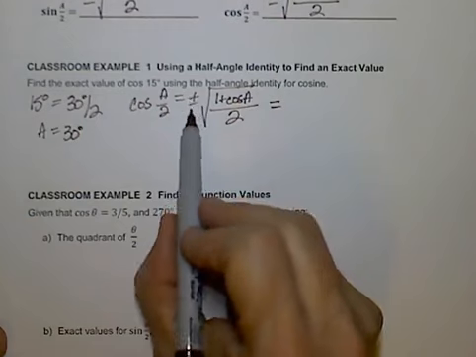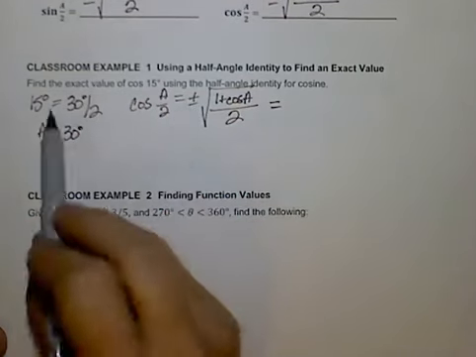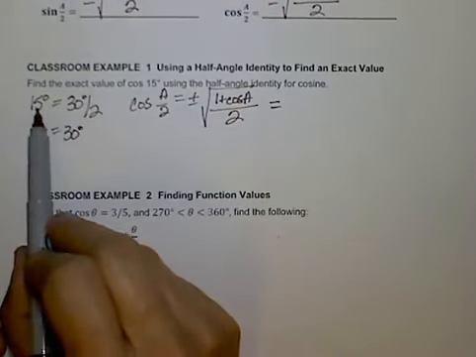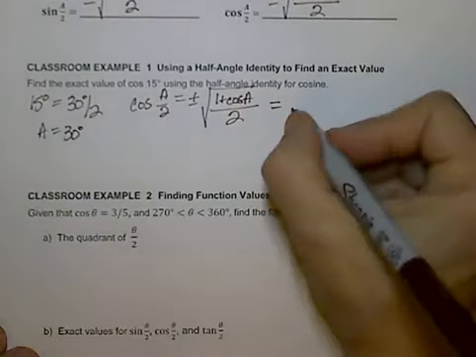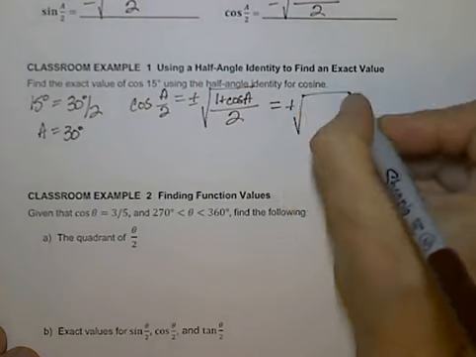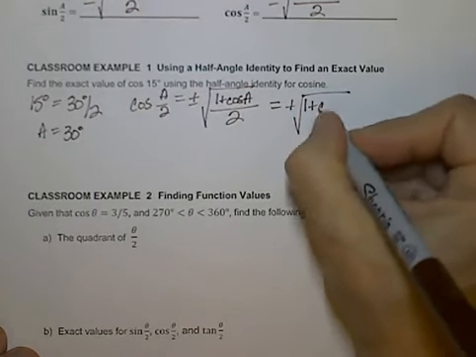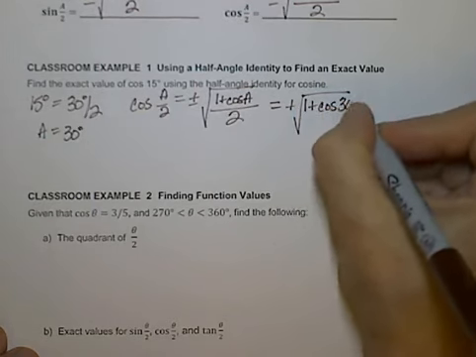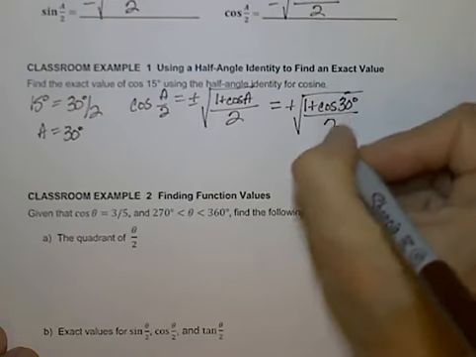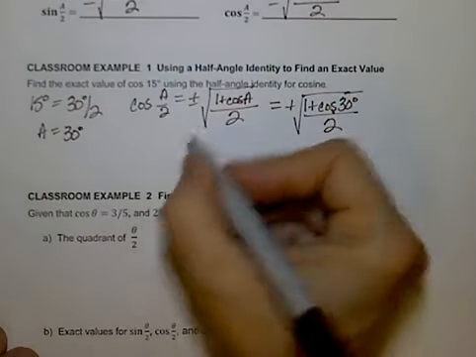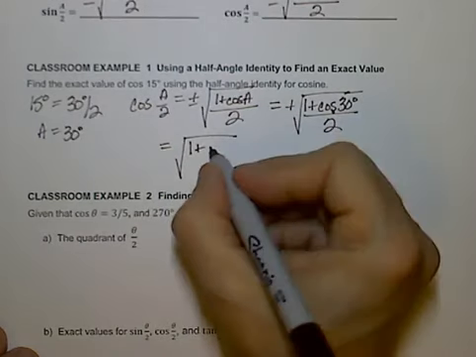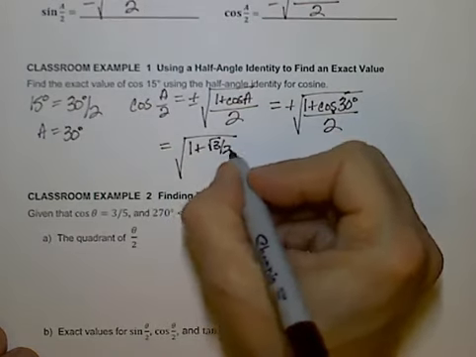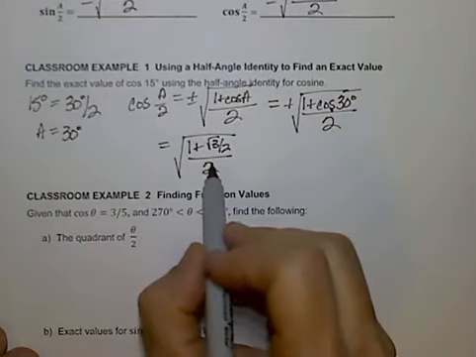Now for this one, when we're choosing the plus or minus, we already know what quadrant 15 degrees would be in. That's in the first quadrant. So this is going to be the plus. And then here we're going to have the cosine of 30 degrees. This is a value that we know. The cosine of 30 degrees is the square root of 3 over 2. We have the value now.